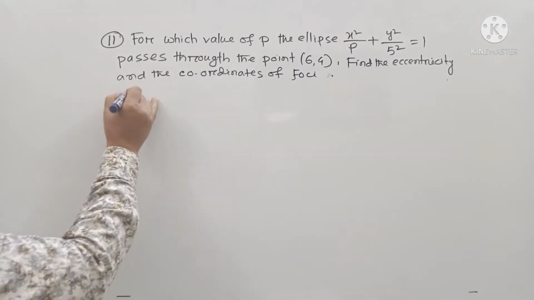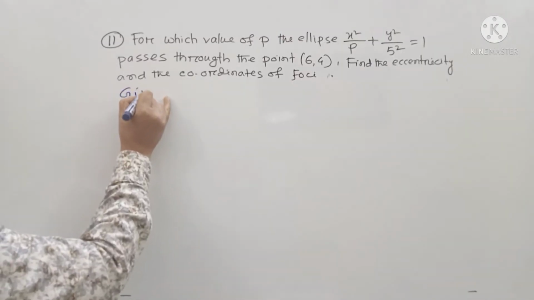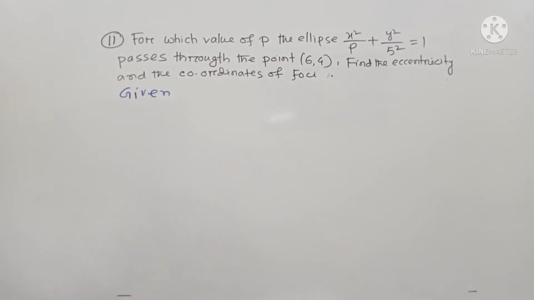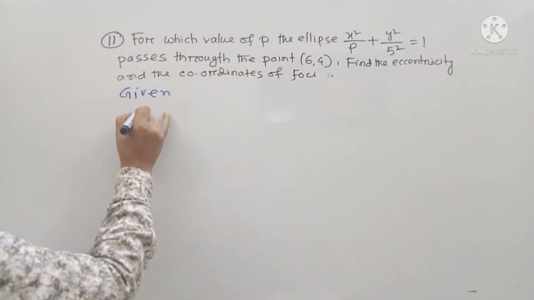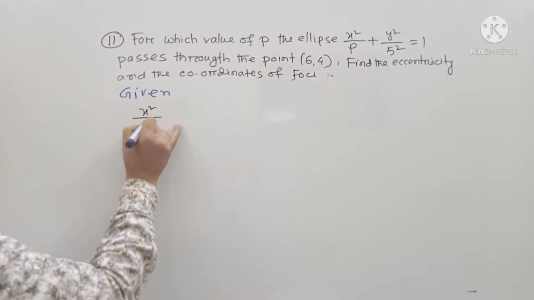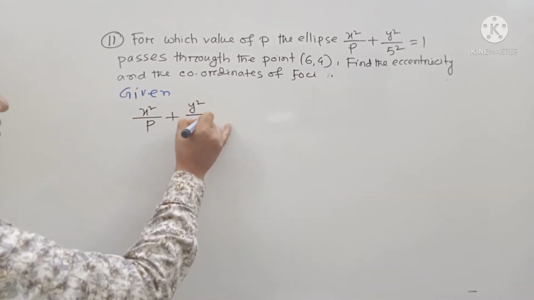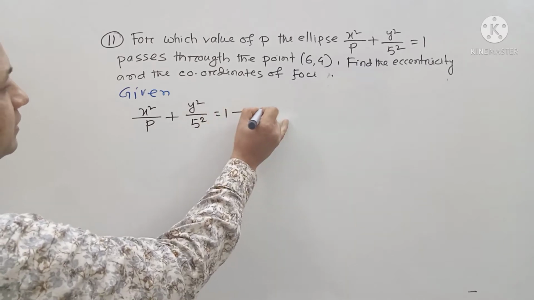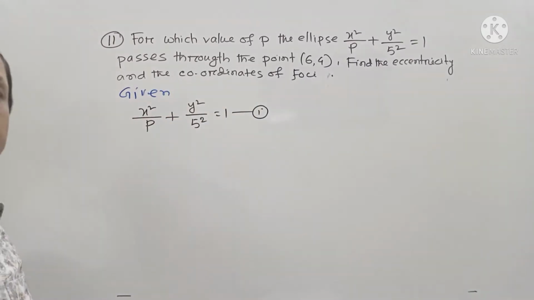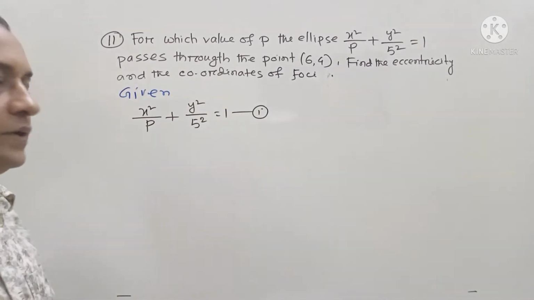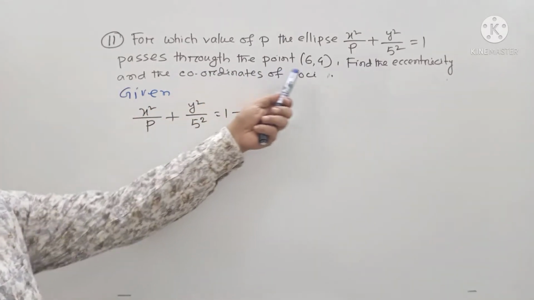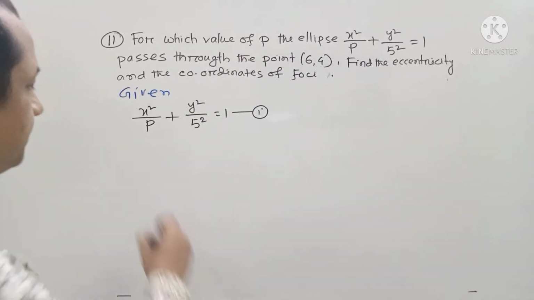So student, here given x square by p plus y square by 5 square equals to 1, equation number 1. This is the equation of an ellipse. It passes through the point (6, 4).